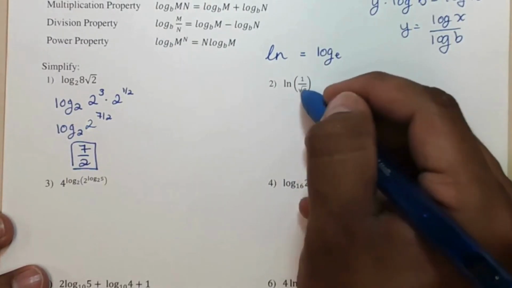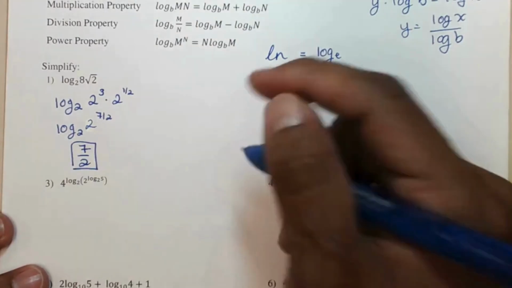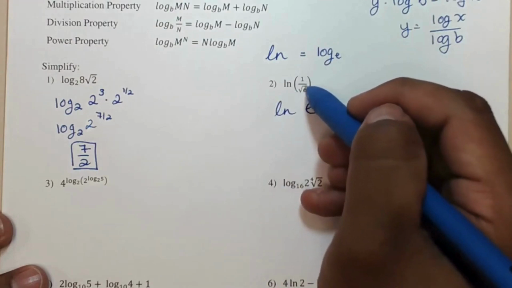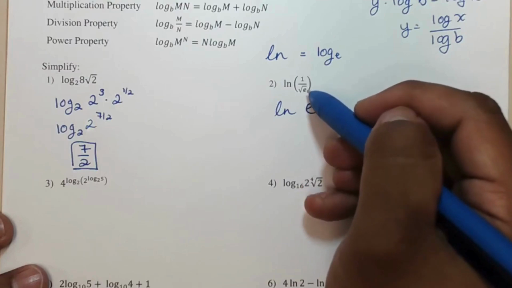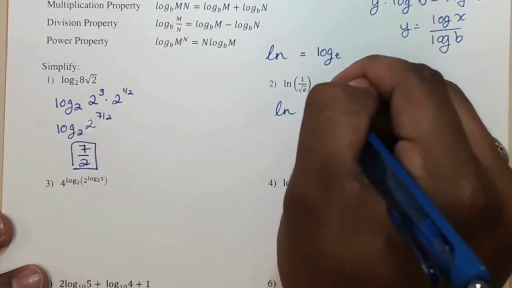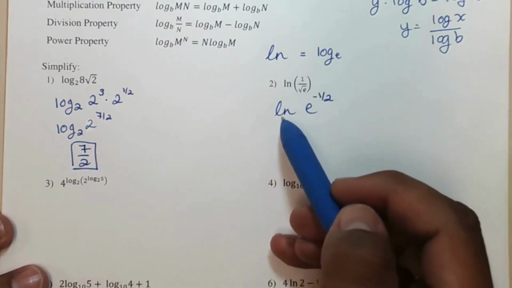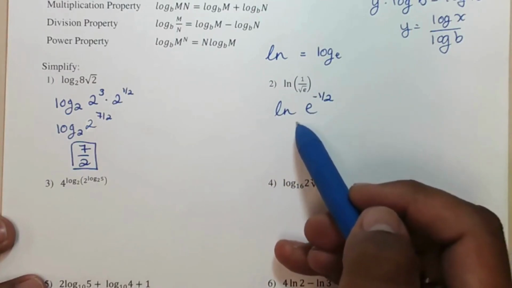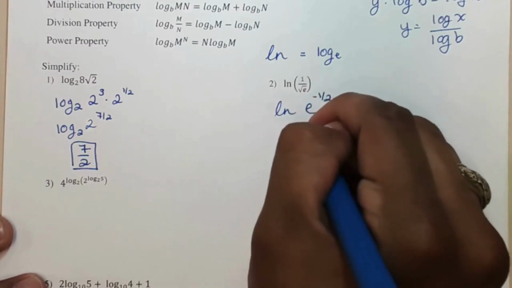So I need to get this to be base e in order to do my power property. So how do I do this? Well, the square root of e means it's 1/2, but since it's in the denominator, that exponent is negative 1/2. So since this natural log is a log of base e, that natural log and exponent have the same base, so our exponent is our answer.